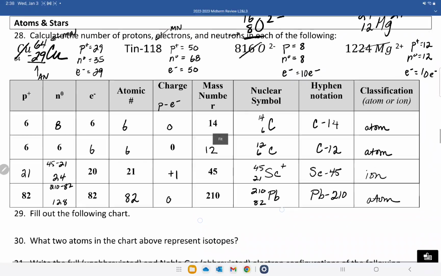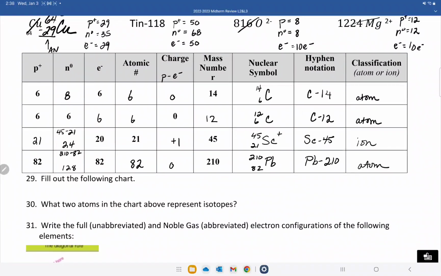And the 2 atoms that represent isotopes. Isotopes are atoms of the same element that have different numbers of neutrons or different mass numbers. It's going to be these two right here. It's going to be carbon 12 and carbon 14.